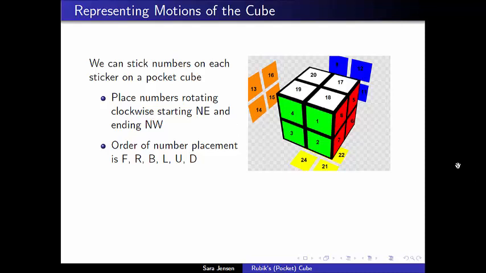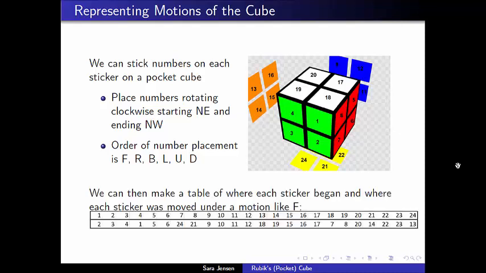And once we introduce this numbering scheme, we could make a very large table that keeps track of, once a motion is performed, where does each sticker in this starting location move to? So if I were doing a front-face clockwise rotation, we see that the 1 would move to the 2's spot, the 2 would move to the 3's spot, the 3 would move to the 4 spot, and the 4 would move to the 1 spot. So 1 goes to 2, 2 goes to 3, 3 goes to 4, 4 goes to 1.